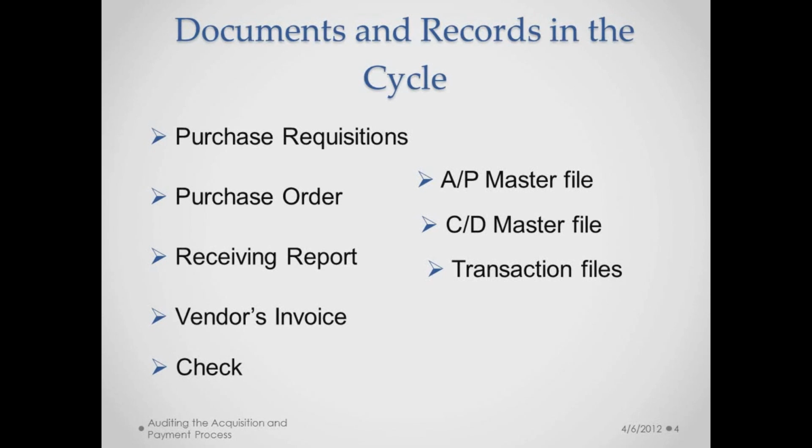The receiving report is like the shipping document in the revenue process. The receiving report is important in this process because it's what initiates the liability, right? When we receive the goods, we record a liability associated with the receipt of those goods. And then the vendor's invoice, and obviously the check for the disbursement. The records would be the accounts payable master file, the cash disbursements master file, and then the transaction-related files, such as the acquisitions journal, which would be an example of a transaction file. Okay.